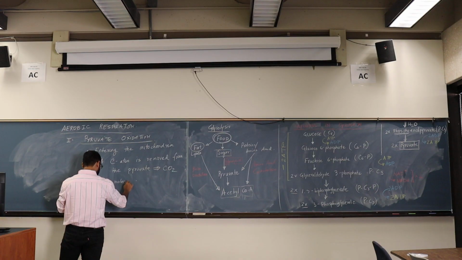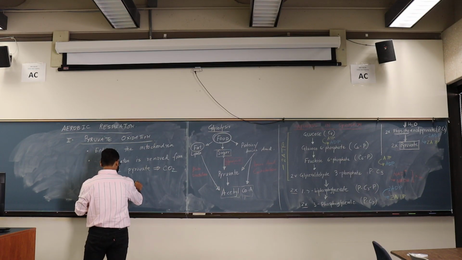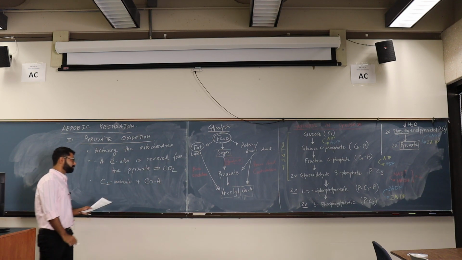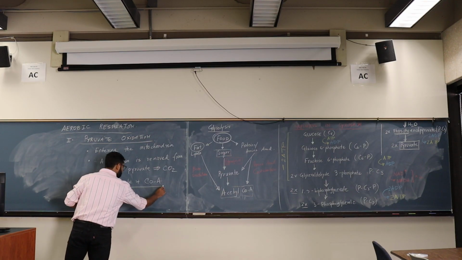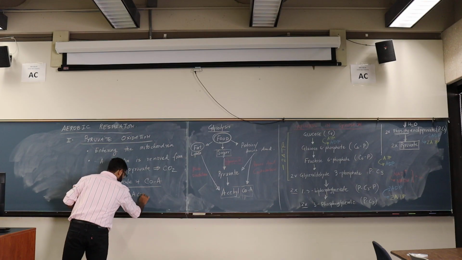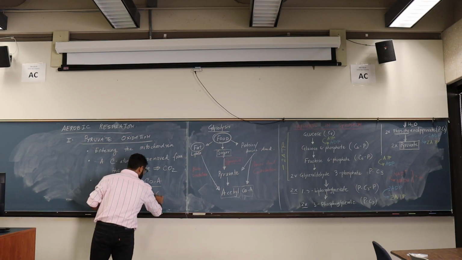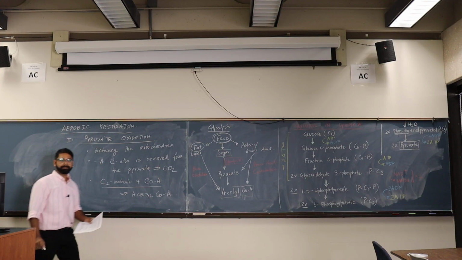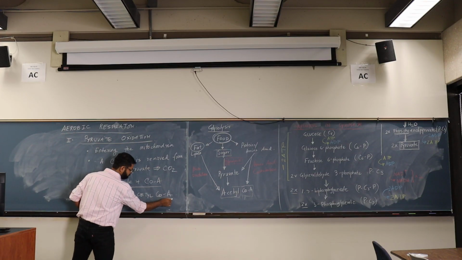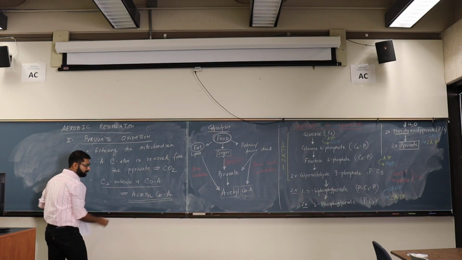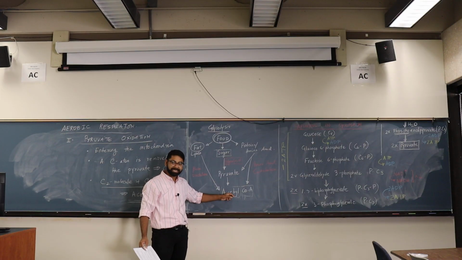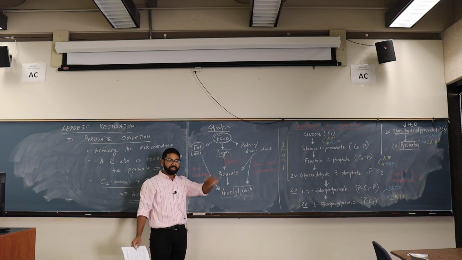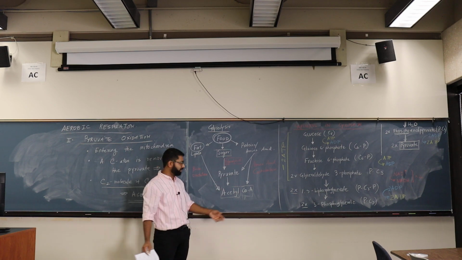Now this C2 molecule is attached to an enzyme called CoA, and you form acetyl CoA. This becomes important, is acetyl CoA, because now this will become the energy. We will break down this acetyl CoA to release more energy, right, in here.